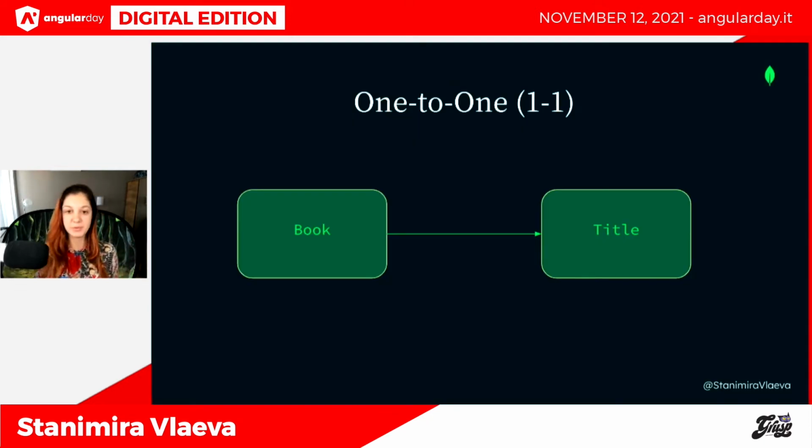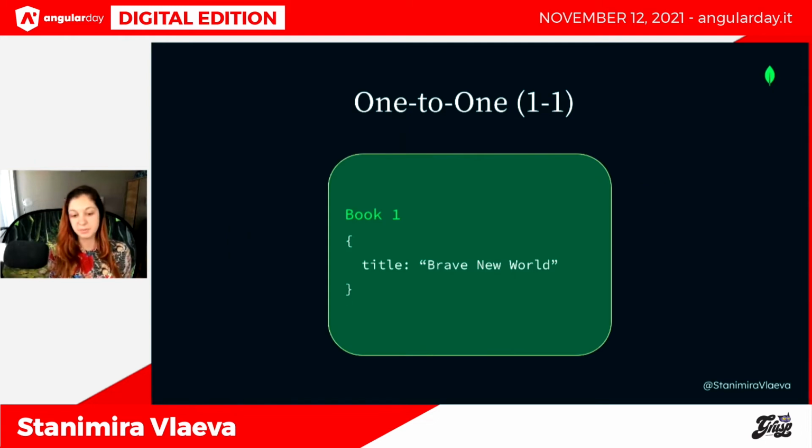The most simple type of relationship is the one-to-one relationship. A book has a title, so it's a one-to-one relationship. And in this case, we are querying for books, so we're displaying books in our application. That is why we can simply put the title as a field inside the book document. So, one-to-one relationship, we choose one of the sides and put that as a field inside the document for the other side of the relationship.